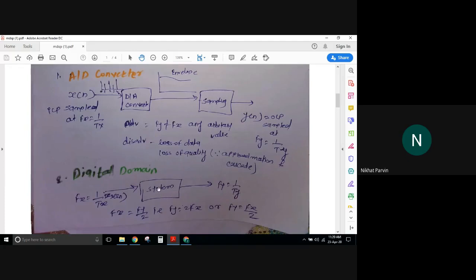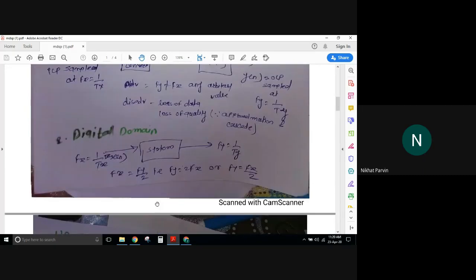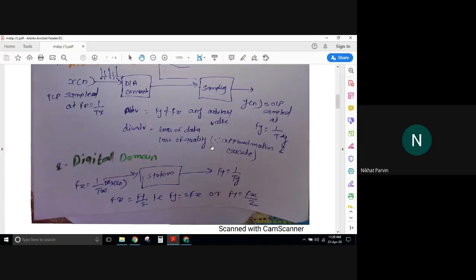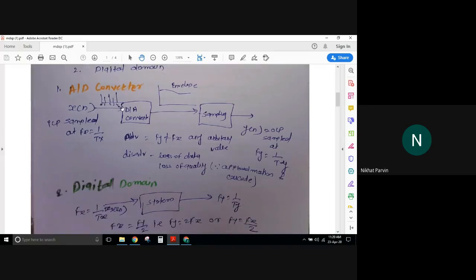The system should work on the principle that fx and fy are not arbitrary values. They have some sort of relationship with each other, and the system should be able to convert the sampling rate from one to another. fx is the input sampling rate, fy is the output sampling rate, and both have to maintain some constant relationship. As we are talking about the digital domain with no approximations and no loss of data, in multi-rate DSP, engineers definitely choose the digital domain, not the A by D converter.